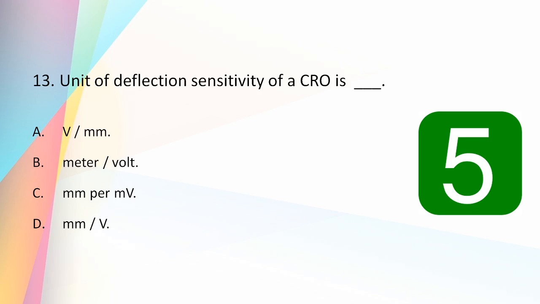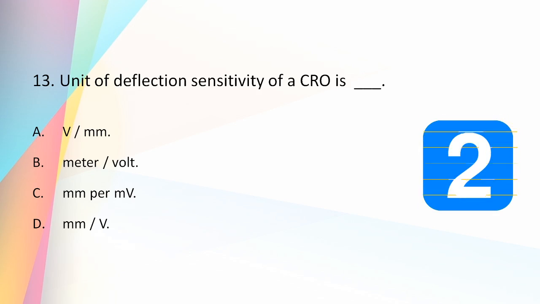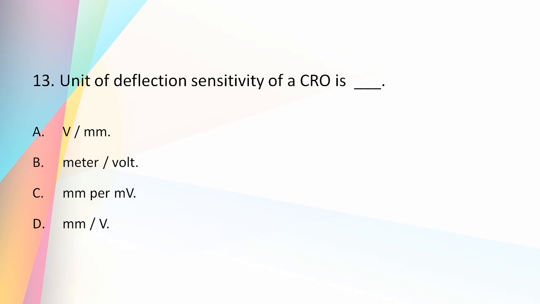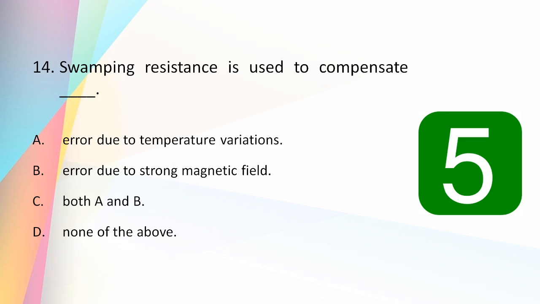Unit of deflection sensitivity of a CRO is: volt per millimeter, meter per volt, millimeter per millivolt, millimeter per volt. And the answer is meter per volt. The deflection sensitivity is actually the voltage required to deflect the electron beam through a unit of length. So the unit of deflection sensitivity is given in meter per volt.